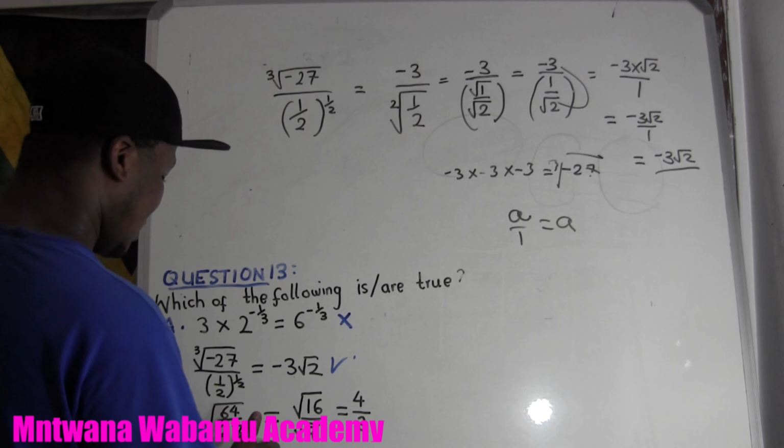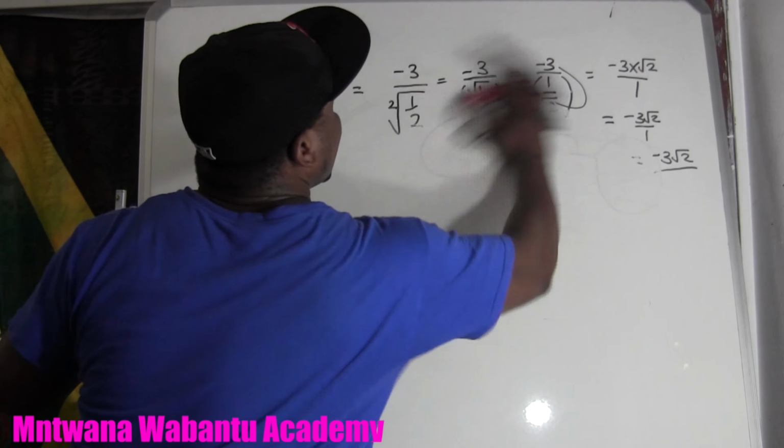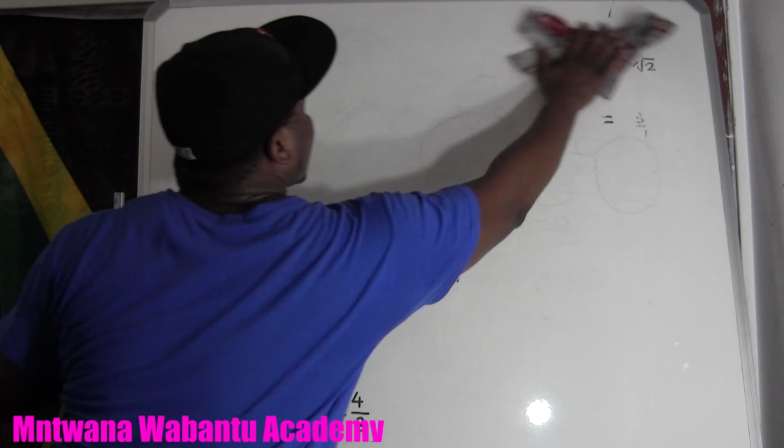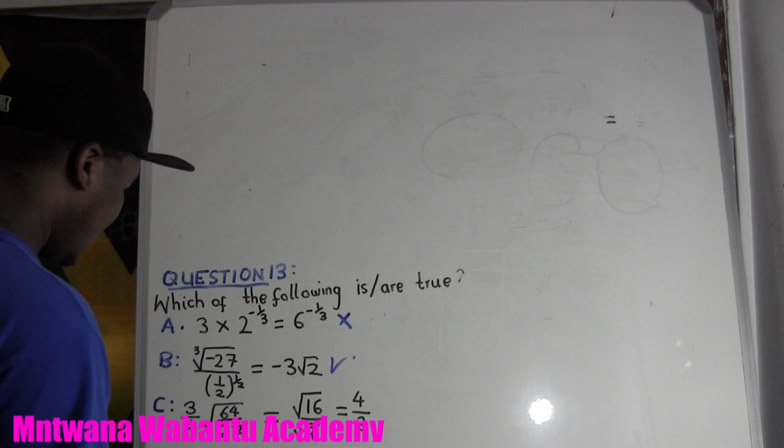Now we come to this one. So for this one here, now 3 over 4.